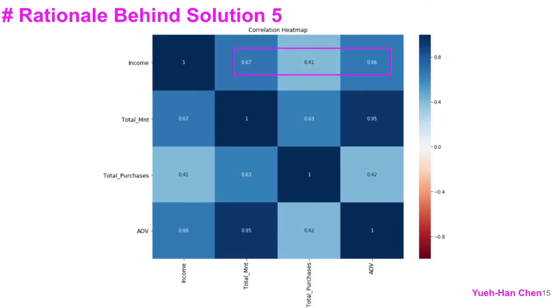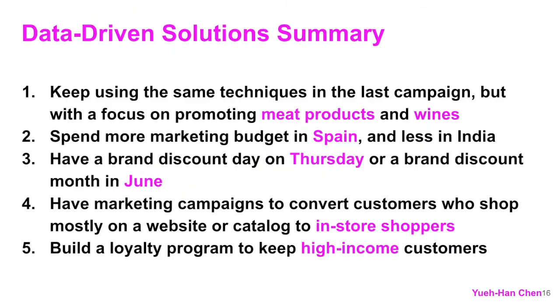Lastly, let's look at the rationale behind solution 5. I plotted a heat map to see the correlation values between income, the total amount spent, the total number of purchases, and the average order volume. And we can see that they are highly correlated. So that's why I recommend that we build a loyalty program specifically targeting high-income customers to make them loyal as long as possible.